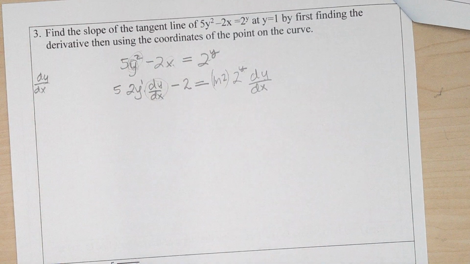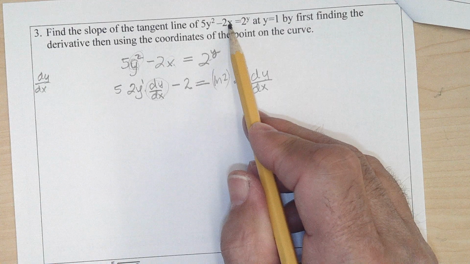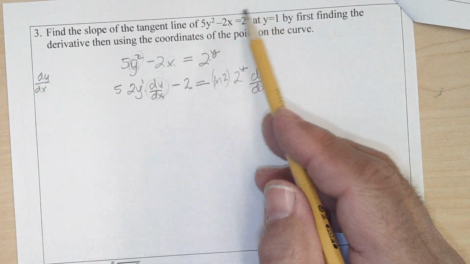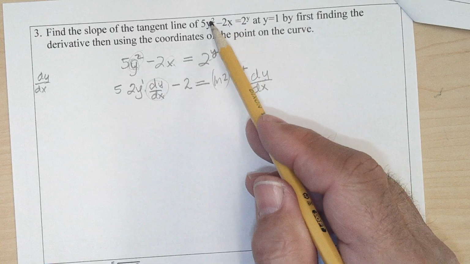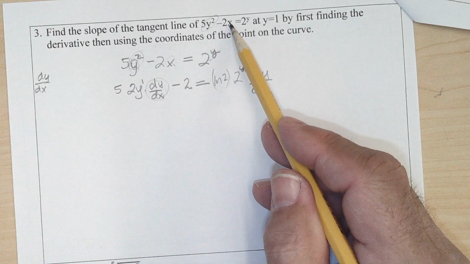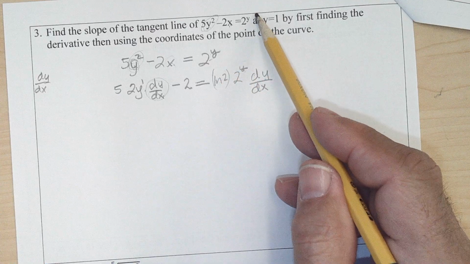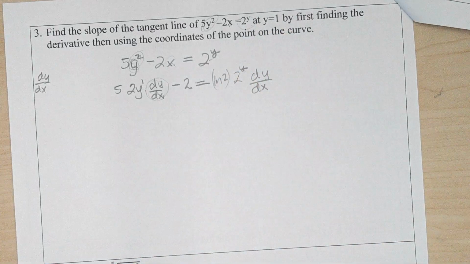So when you're doing implicit differentiation, if the variable is not x, the independent variable, the one that you're trying to find, then on any term that has a variable that depends on x, you need to make it have the dy dx. This portion needs a dy dx because the variable wasn't x.